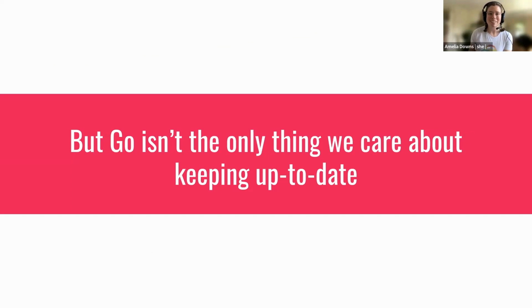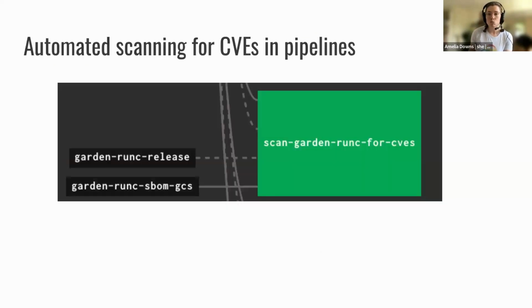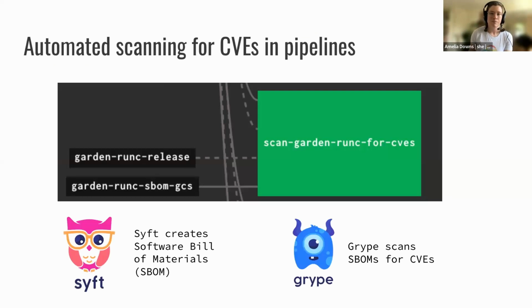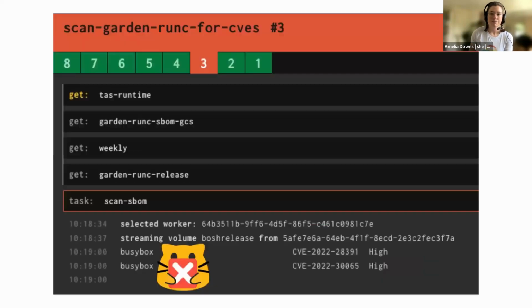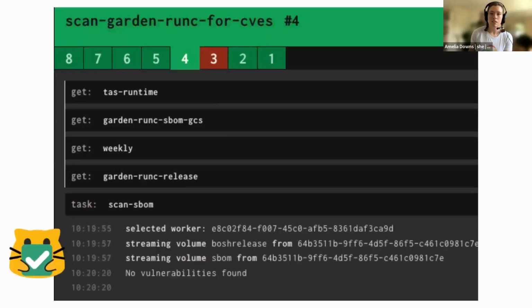And even though Go is my passion project, it's not the only thing we care about keeping up to date. We also care about all of our dependencies, of course, which is why we've begun adding some automated CVE scanning for our releases, of course in Concourse pipelines. These pipelines use Syft and Grype, two open source projects, to create software bills of materials or SBOMs and detect CVEs from those SBOMs. So when a dependency has a CVE in it and the pipeline goes red like this, we can be notified and we can make sure to fix it, get it secure, and we can make that pipeline go green again.